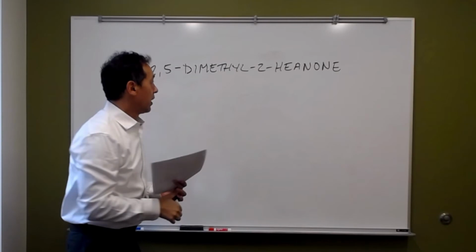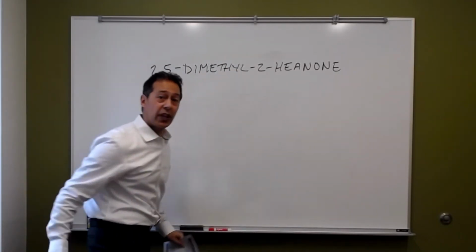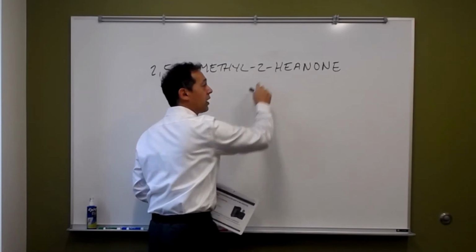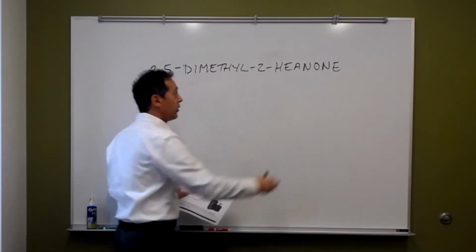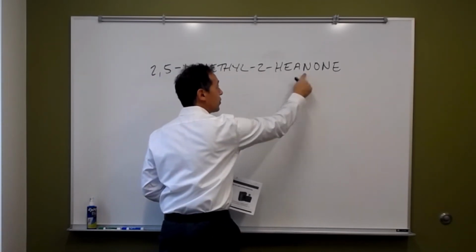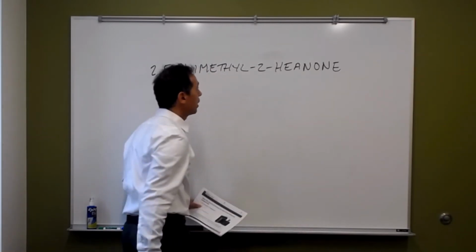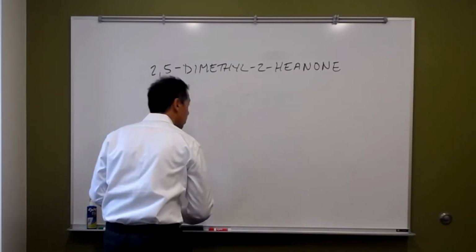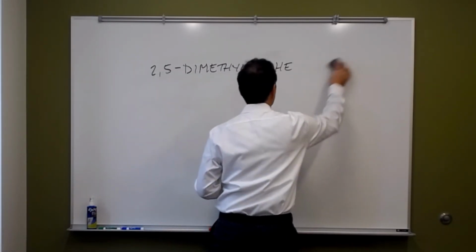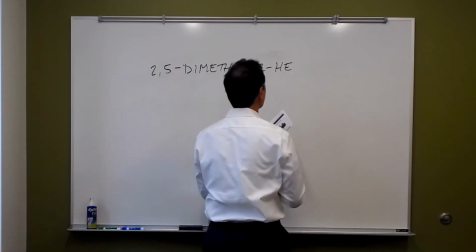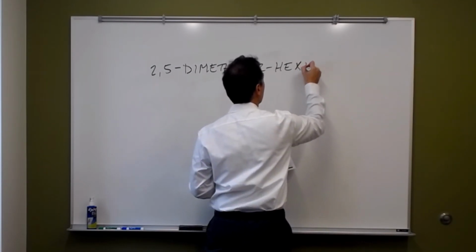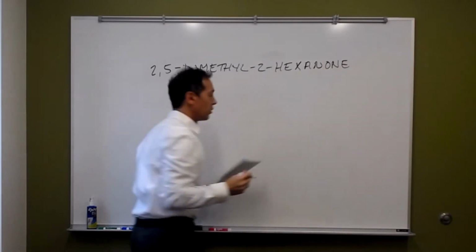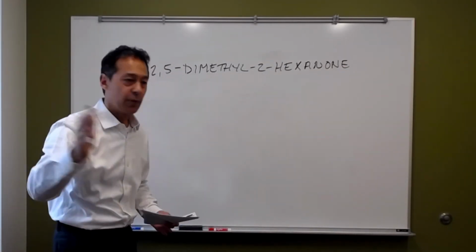Hexanone. Now that ONE tells us that it is a ketone, and the 2 here tells us where on this molecule we have the ketone, and it has 6 carbons. Oh my gosh, I got to learn how to spell. H-E-X, hex, and hexanone. Well, if you can't spell, you can always go into chemistry.